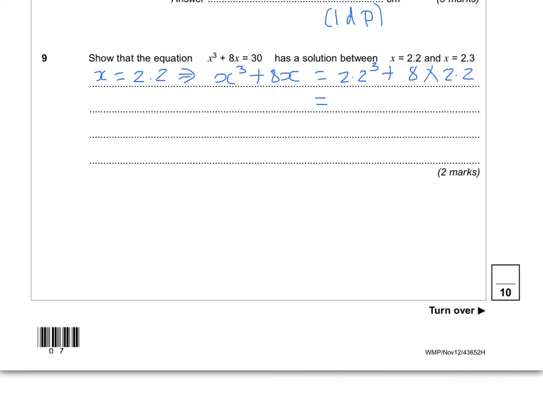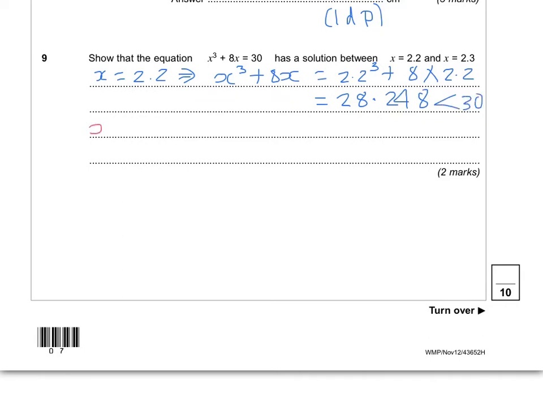This gives us a value of 28.248, which is slightly less than 30.